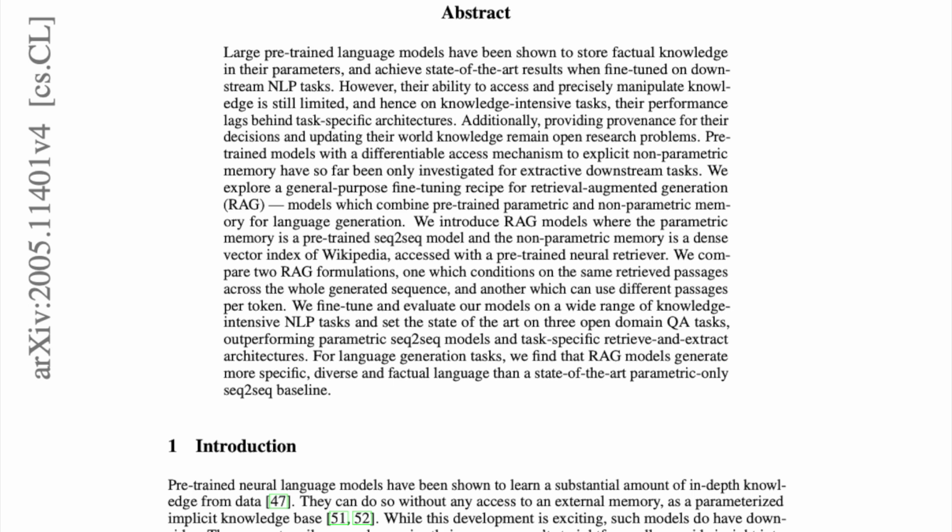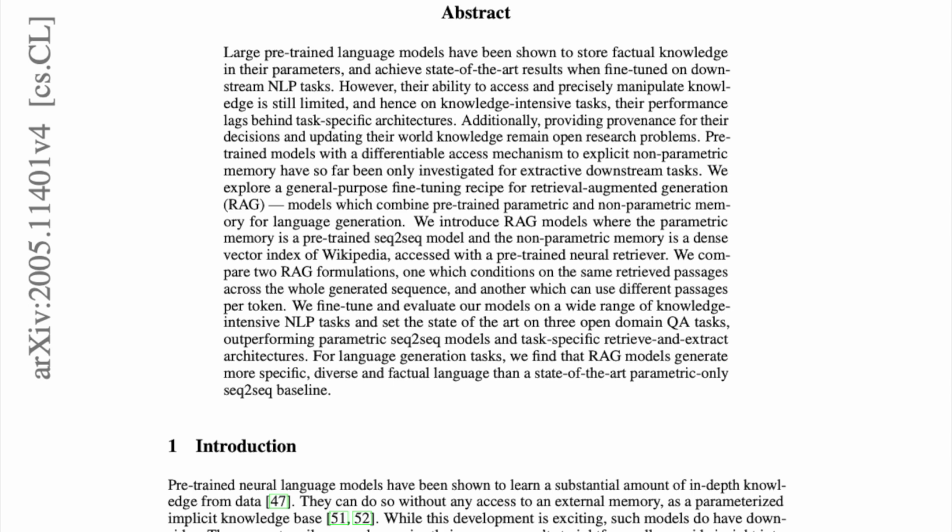Pre-trained models with a differentiable access mechanism to explicit non-parametric memory have so far been only investigated for extractive downstream tasks. We explore a general-purpose fine-tuning recipe for Retrieval Augmented Generation, RAG, models which combine pre-trained parametric and non-parametric memory for language generation. We introduce RAG models where the parametric memory is a pre-trained seq2seq model and the non-parametric memory is a dense vector index of Wikipedia, accessed with a pre-trained neural retriever.